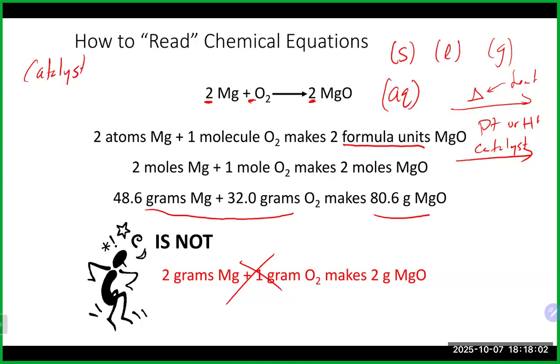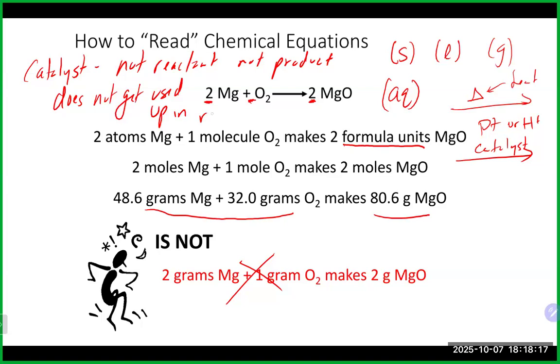So a catalyst is not a reactant, not a product, and does not get used up in the reaction. It is there simply, in most cases, to allow the reaction to occur faster. So it will allow it to occur faster without getting used up in the process. We'll talk a little bit about catalysts in the last chapter that we talk about this semester. But catalysts essentially find an alternative pathway, a more efficient pathway for that reaction to take place, and thus usually speed up a reaction.